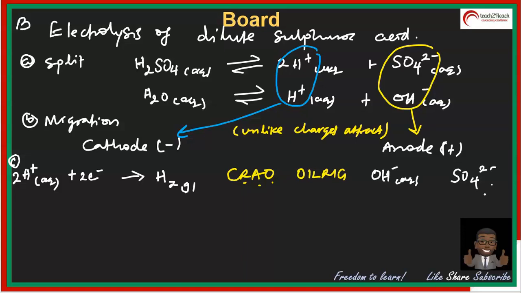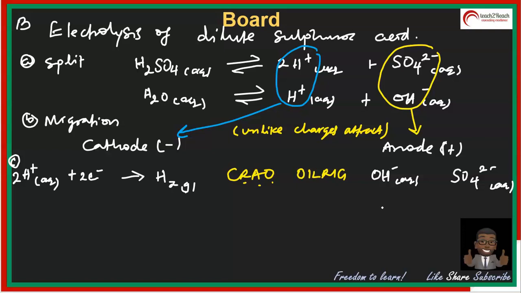Because you have two different ions at the anode, there's going to be competition among the ions, meaning that the electrode will now preferentially choose one of the ions to discharge. That is what we call the preferential discharge of ions.